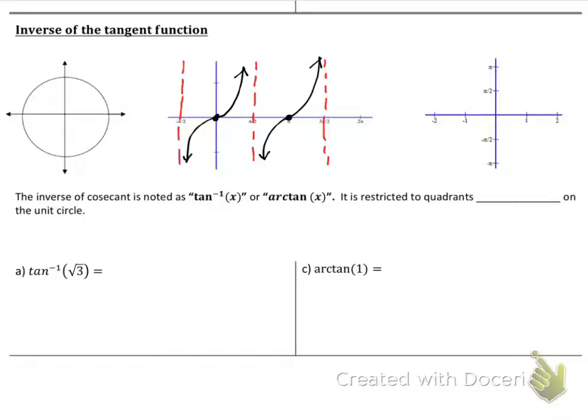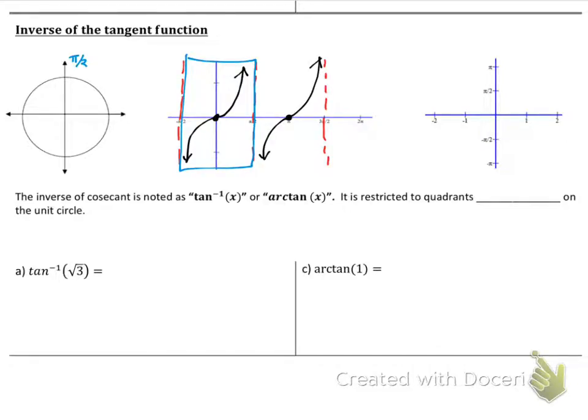Well, the good thing about tangent is I don't have to cut anything in half. I really don't have to cut anything at all. I just want one of these pieces, and I'm going to forget about the rest. It passes my horizontal line test. So I'm just going to take one of these. Nothing has to get cut. Well, that's from negative pi over 2 to pi over 2.